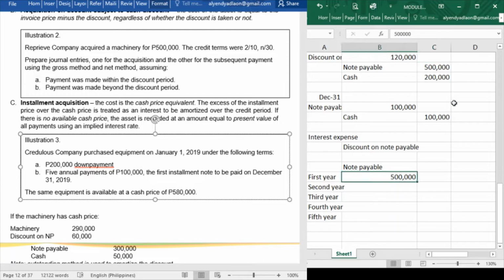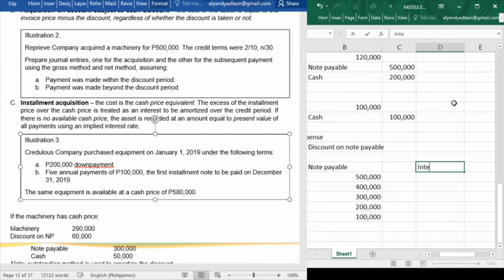After we paid 100,000, so we already have 400,000. Then we have 300,000, 200,000, and then finally in the last year we have 100,000 left. So take note, this is the outstanding balance of the note payable. Now, we are to allocate the interest expense.